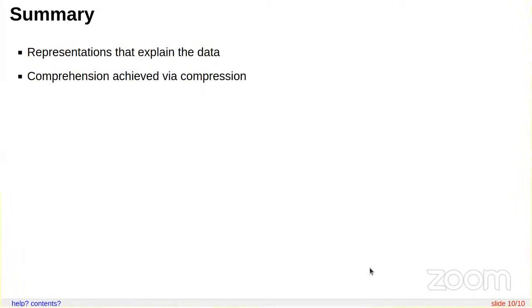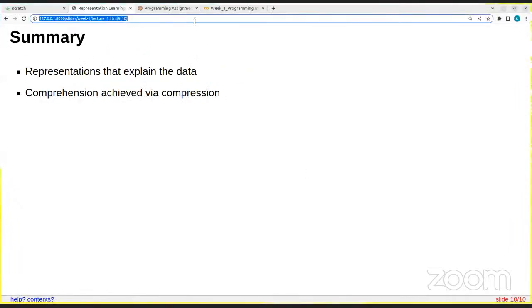So the basic summary that we need to know is that we need to come up with representations that explain the data, and compression is the way to go about it. And when we try to compress the data in a meaningful manner, we also achieve comprehension, right? So that is the first part of it. So any questions so far?